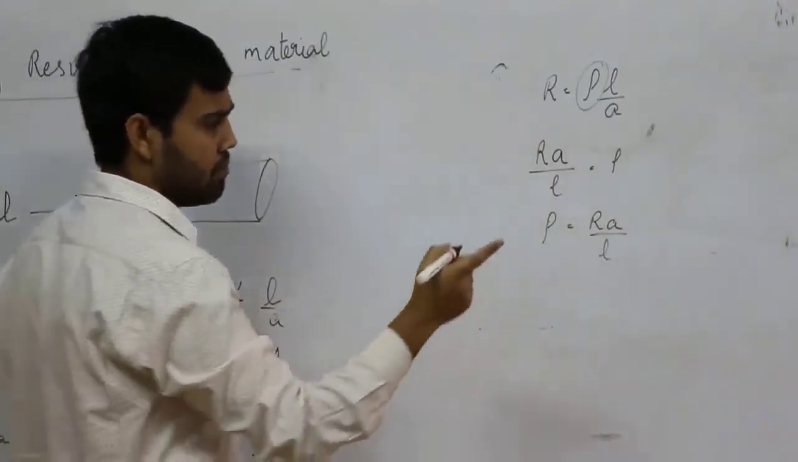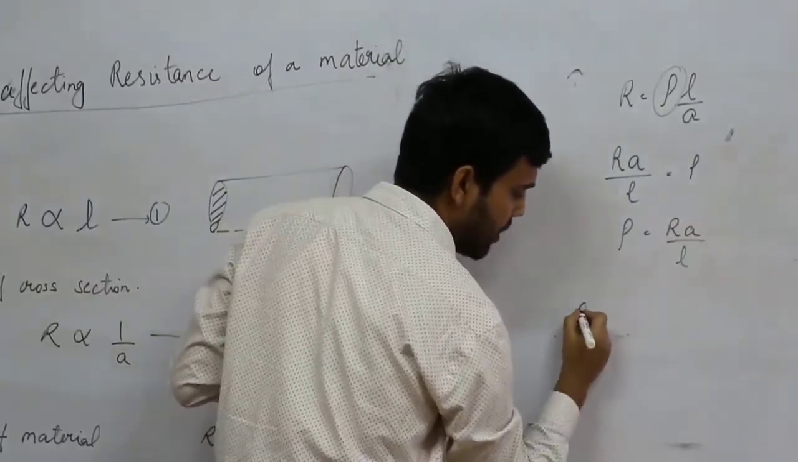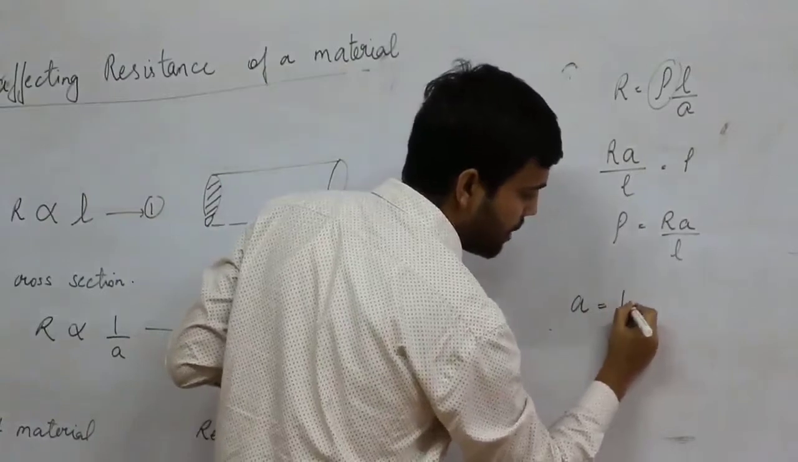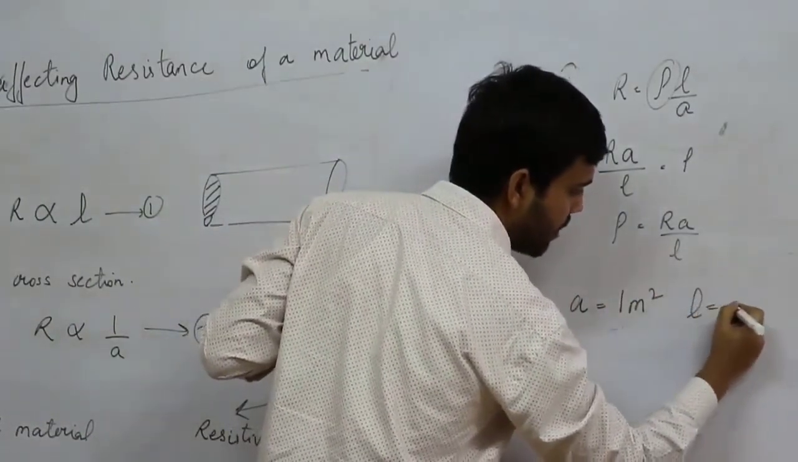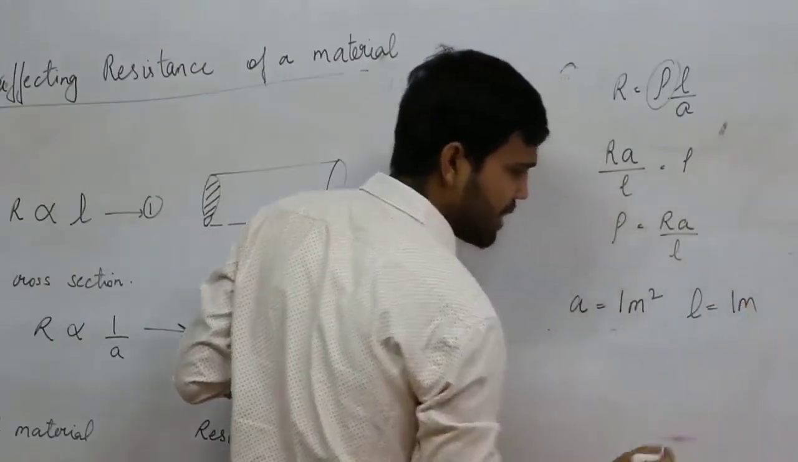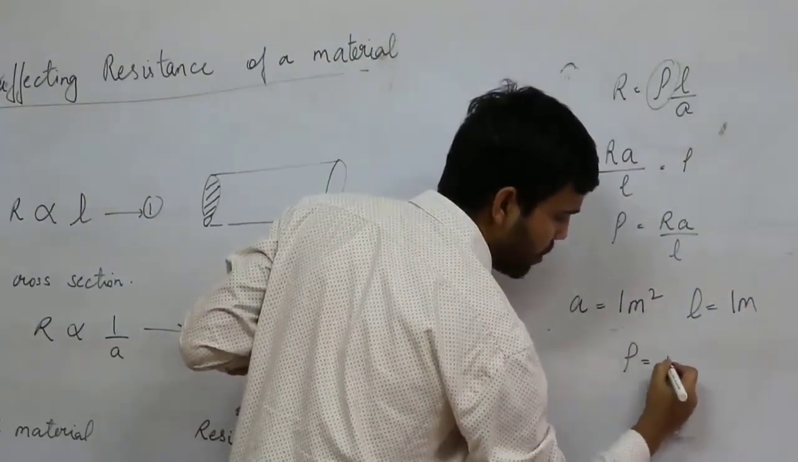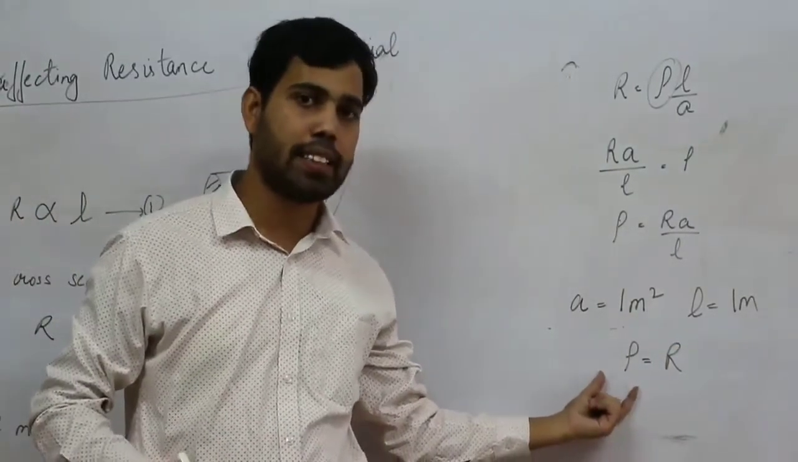Now I am fixing the values of A and L. I am putting the area of cross section for this particular material to be 1 meter squared and the length of the material to be 1 meter. When I do so, this expression will change like this. I have rho is equal to R. So from here I am getting the definition of specific resistivity.